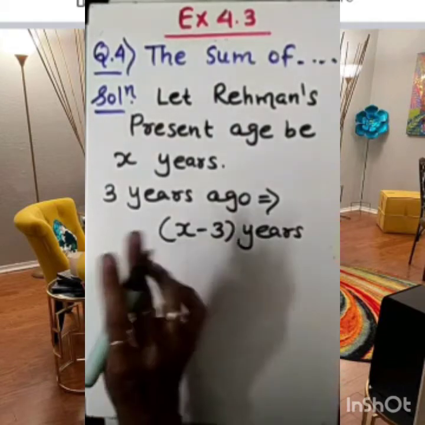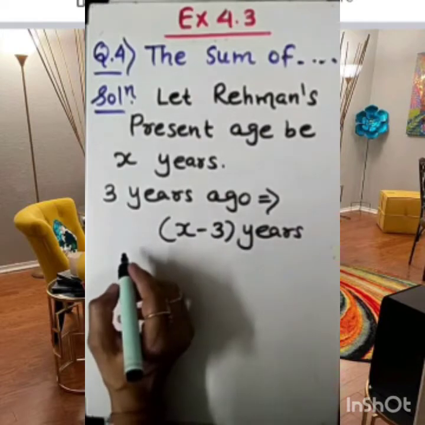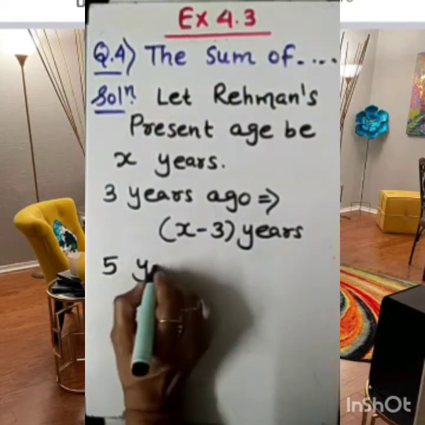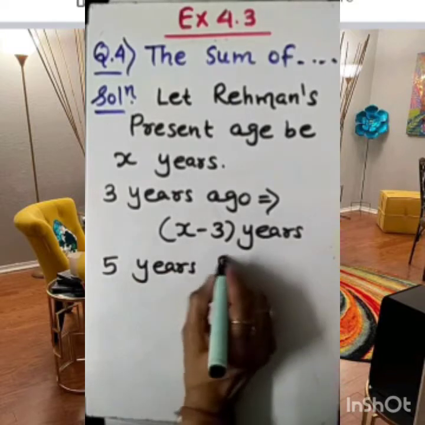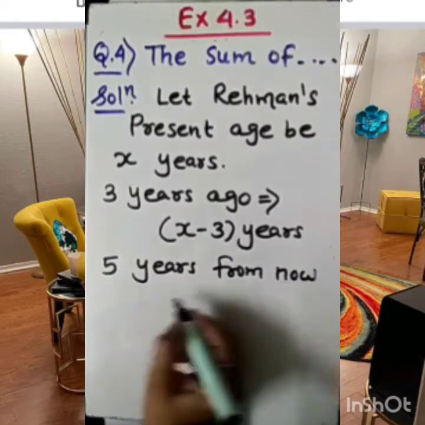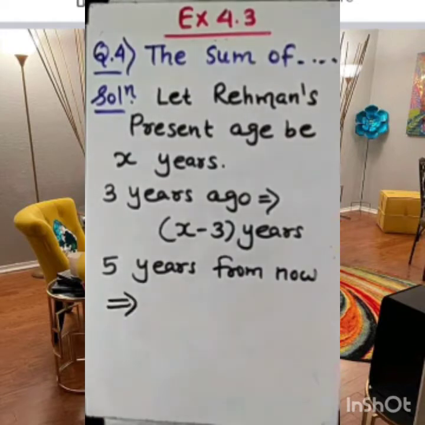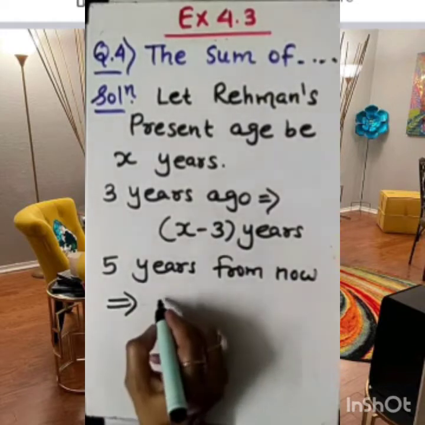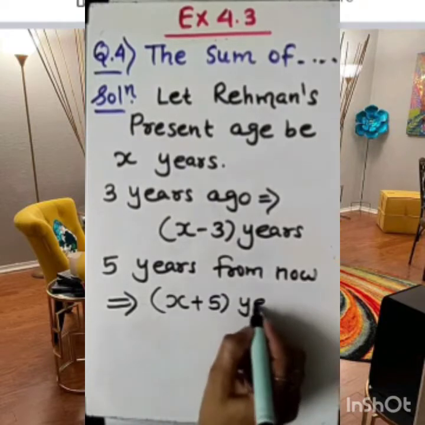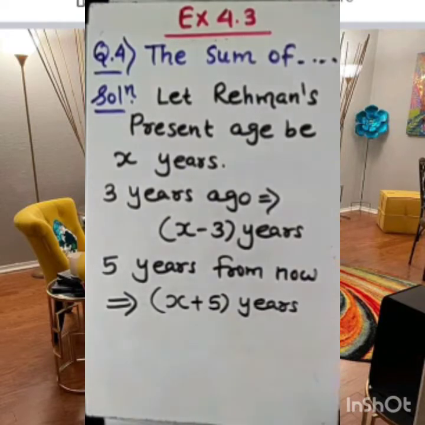Now in the next case, we are given 5 years from now. Let me note down 5 years from now. From now means from present age. It indicates the future tense. So 5 years in future. So it will be X plus 5 years. Right? Now let's make an equation.